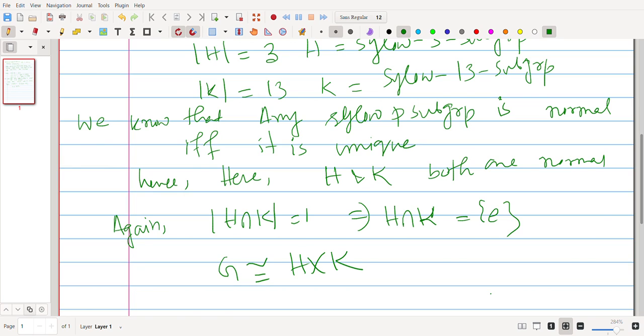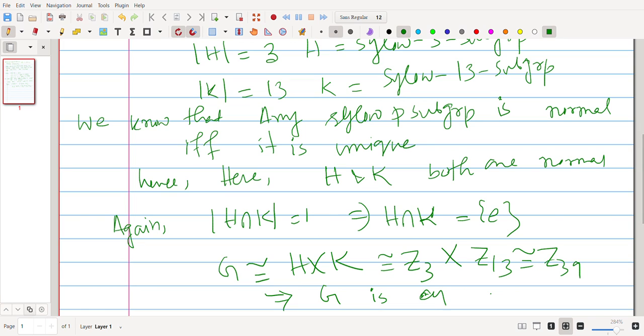Now H is a group of order 3, that means H is isomorphic to Z3, and K is a group of order 13, hence K is isomorphic to Z13, because we know that any group of order p where p is prime is always cyclic. And Z3 cross Z13 is isomorphic to Z39 since 3 and 13 are co-prime, which implies that G is cyclic.